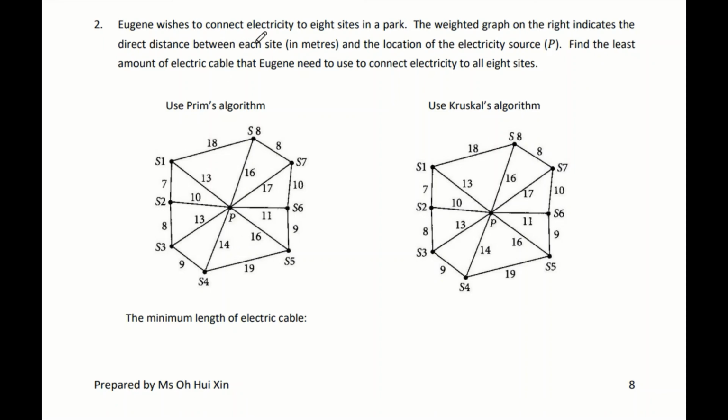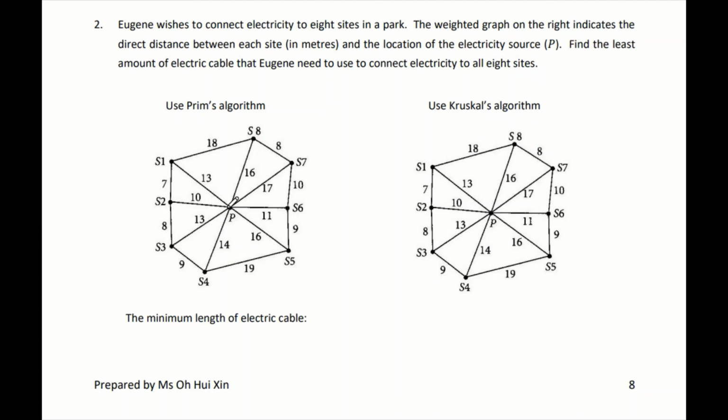Eugene wishes to connect electricity to 8 sites in a park. So these are the 8 sites, 1, 2, 3, 4, 5, 6, 7, 8, from S1 until S8. The weighted graph on the right indicates the direct distance between each site and the location of the electricity source. So this is the electricity source. Find the least amount of electric cable that Eugene needs to use to connect the electricity to all the 8 sites. Okay, so same thing, you can imagine.